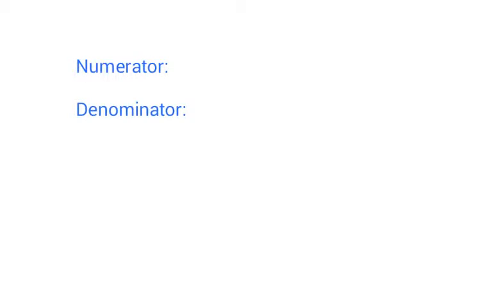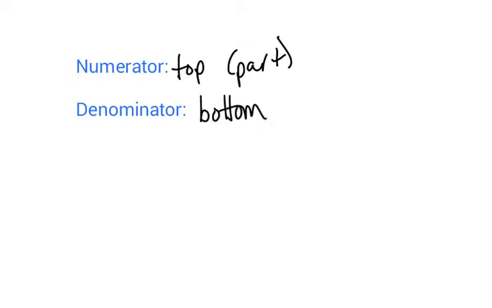Okay, now you might have noticed that I used the word denominator in the last slide, and we'll get to what those mean right now. The numerator is always the top. So the numerator always represents whatever the part is that's colored in. The denominator is always on the bottom. So it always represents whatever the whole is.